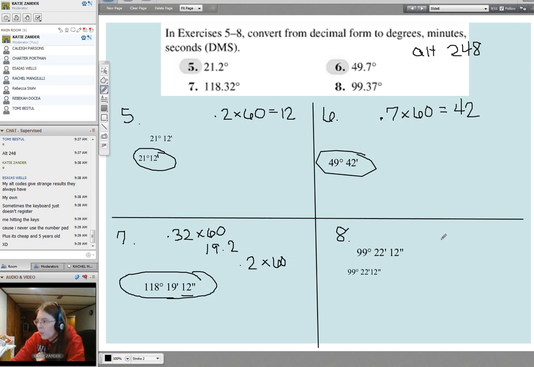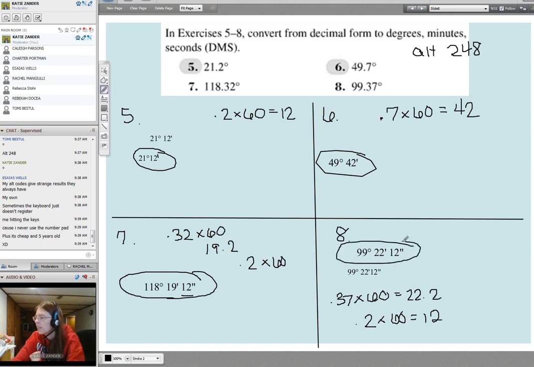Question 8, we got 2 people with the same answer, so that's always good. So let's start with the 0.37 times 60. That gives us 22.2. So 0.2 times 60, we already saw in that last one, we're going to get 12 again. So 22 minutes, 12 seconds. Perfect. Questions with converting that to your DMS format?